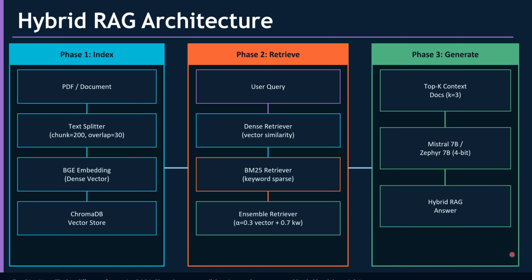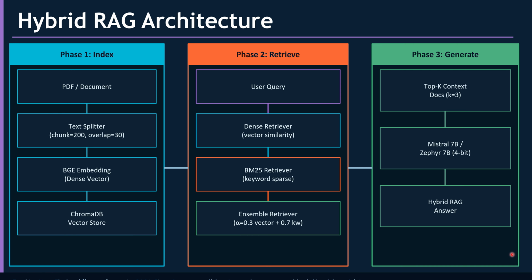Hybrid RAG architecture. Let me walk you through the full architecture so you understand every component before we look into the code. We divide it into three phases. Phase 1 is indexing. We load the PDF file, split it into 200 character chunks with 30 character overlap, and convert those chunks into dense embeddings using the BGE base EN model running locally via Hugging Face embeddings, and store them in ChromaDB.